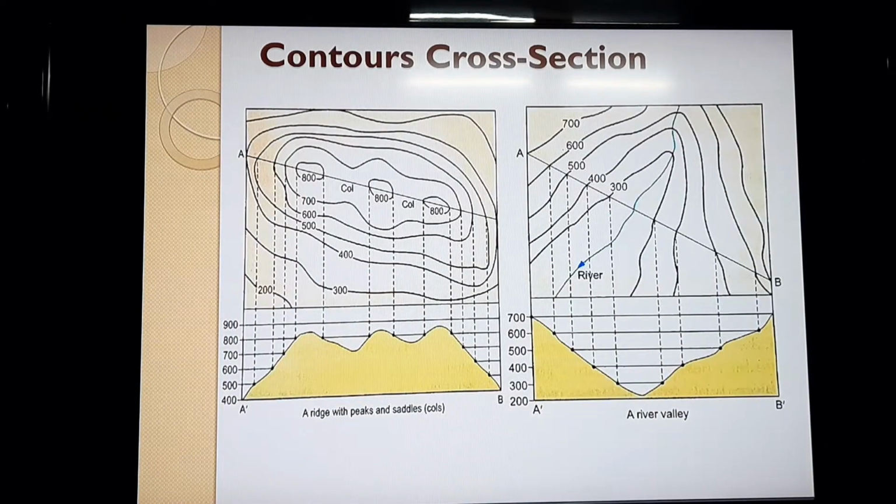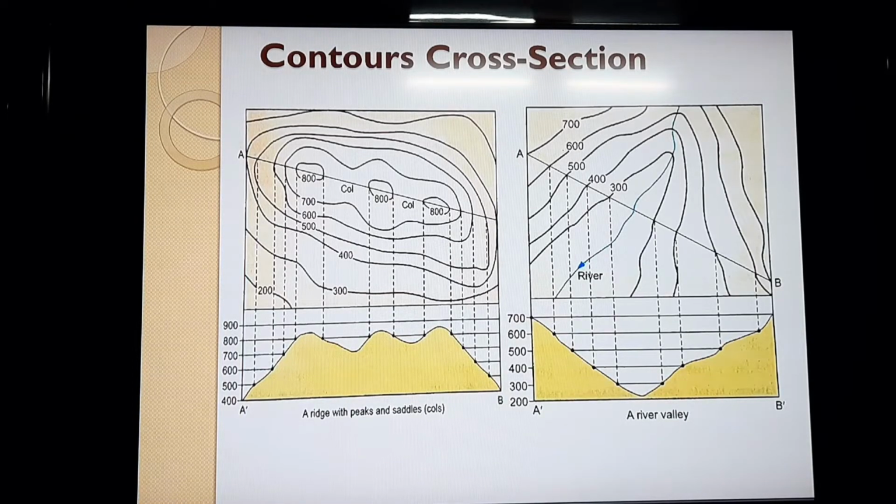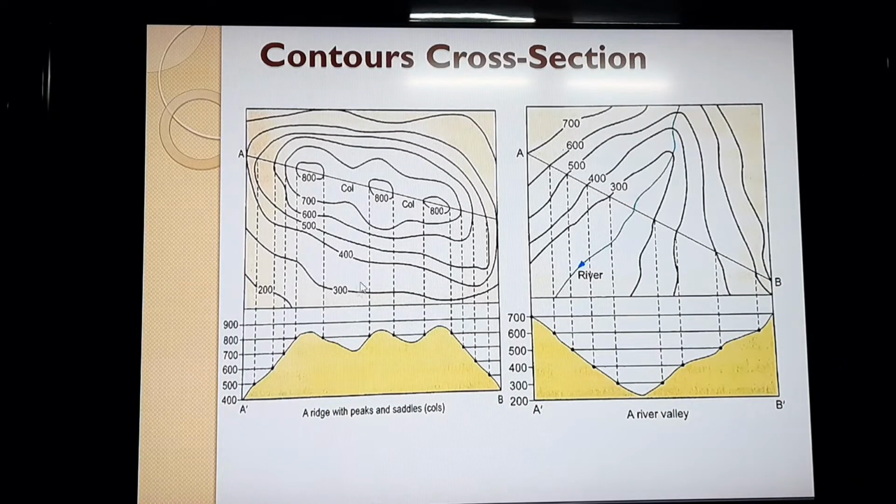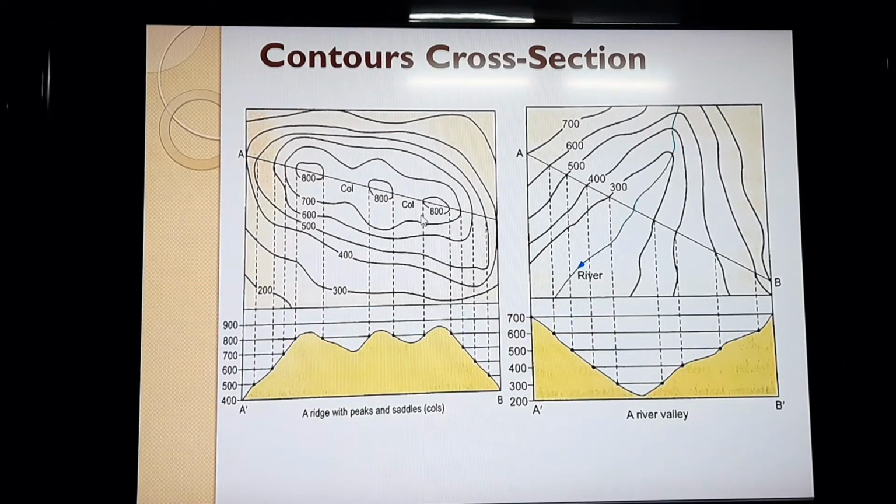Here you can see another contour cross section. Here is the contour cross section of a ridge, peak, pass and saddle, which we have seen. You can see that there are three different rings, inside rings, are there. Here also the contour lines are 400, 500, 600, 700, 800 and 900, so it is also in a decreasing order.